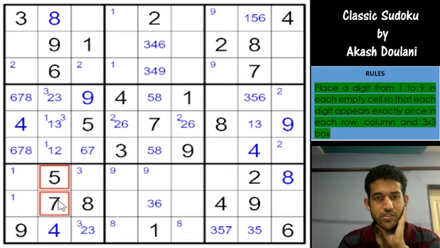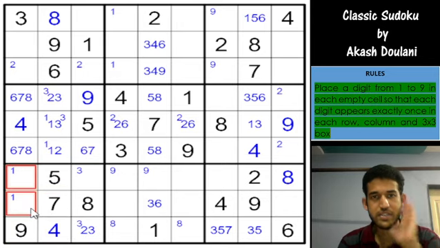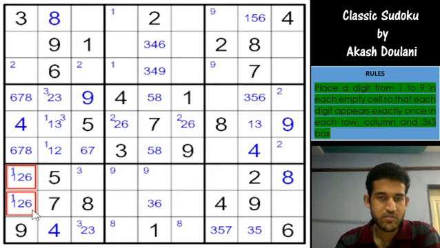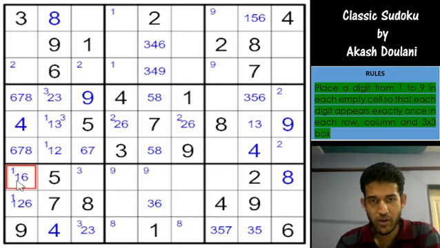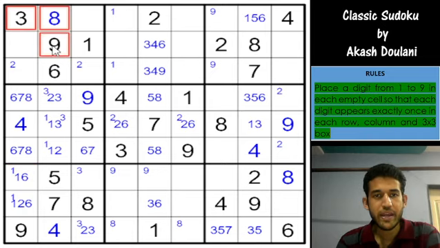Okay, let us look at this box. You have 4, 5, 7, 8, 9 here, and you have a 3 in one of these cells, which means these two cells can only be 1, 2, 6, and you can eliminate the 2 from there, so that is going to be 1 and 6. 3, 8, 9, 1 and 6.